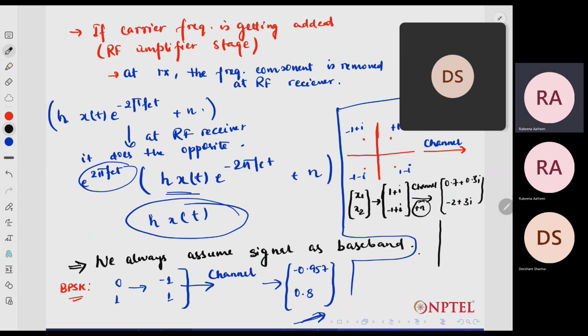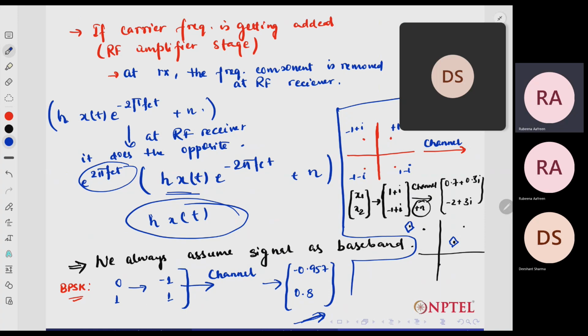Now our received symbol, the first symbol, would be in this quadrant, but it will be 0.7 plus 3i. So if this is 1 plus i, it will be somewhere around here. This is the received symbol. And the second symbol that was originally -1 plus i, now this would be -2 plus 3i. So this is going around here. What we mean by this is that some noise is added into the symbols.